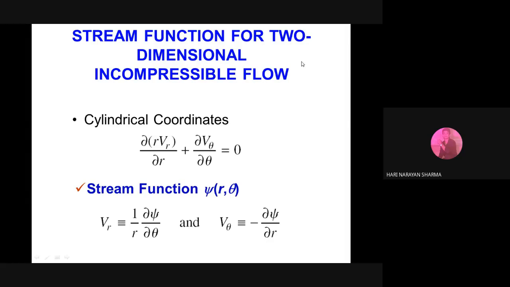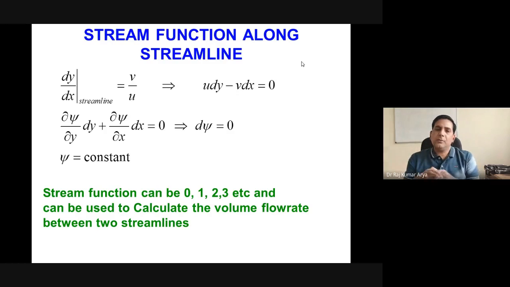Now we want to write the stream function along a streamline. You have been taught the streamline, and we want to see how the stream function varies along the streamline. This is the equation given for the streamline. The streamline equation is dy upon dx along the streamline, which is always given by v by u, right? Is this fine? Yes, sir.